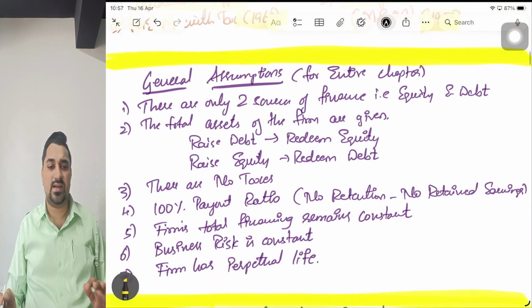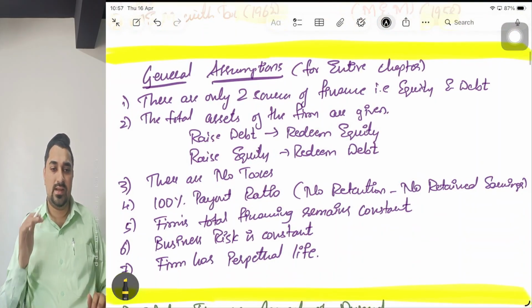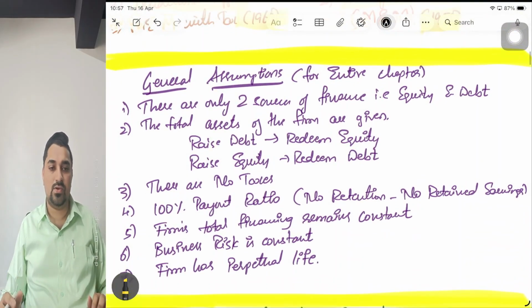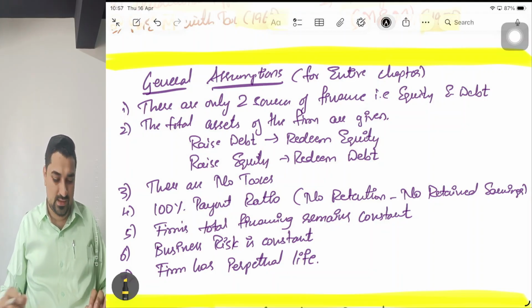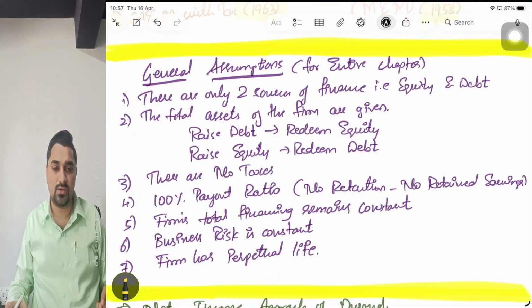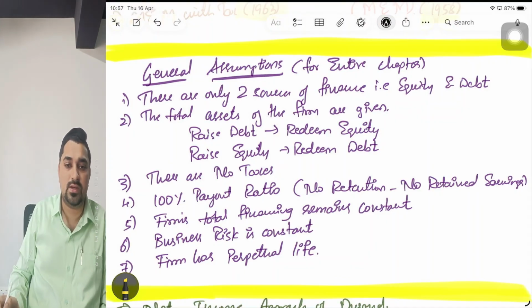We'll start with the general assumptions. For all the theories that we have seen above, these are the standard general assumptions. This is applicable for all the 5 theories. What are these general assumptions? In total, there are 7. You need to remember the count.